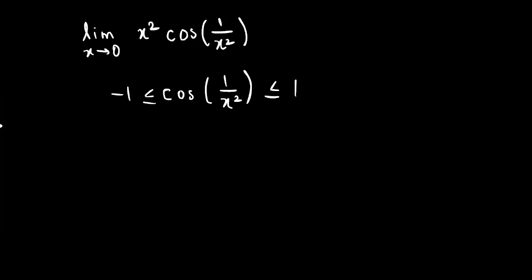And now if we want to introduce the rest of our function, let's bring in that x squared. If we multiply our cosine of 1 over x squared by x squared in order to get our original function, we now get x squared times cosine of 1 over x squared.